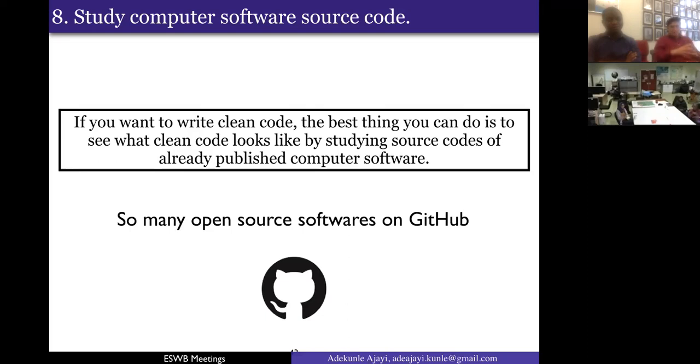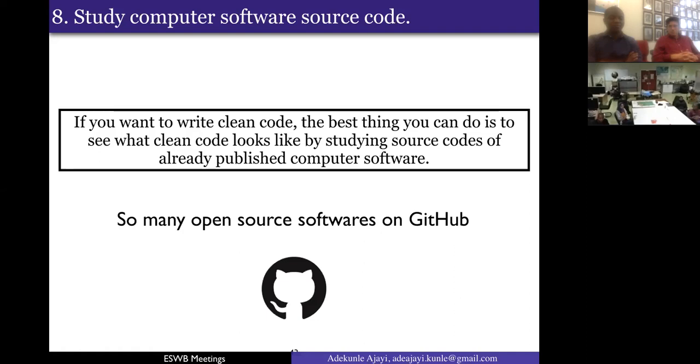And you can do this by looking at open source software on GitHub. There are a lot of them. You can go there, browse through this code. You will see how these skilled software programmers write their code, where they put comments, how they label their functions and things like that. And by looking at that, you will have a clear understanding of how you should write your own code as well. And you also understand the importance of why you need to write a very clean and reproducible code.